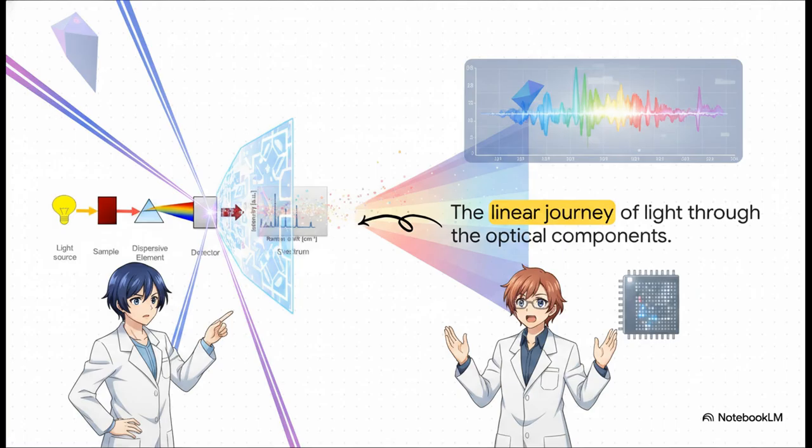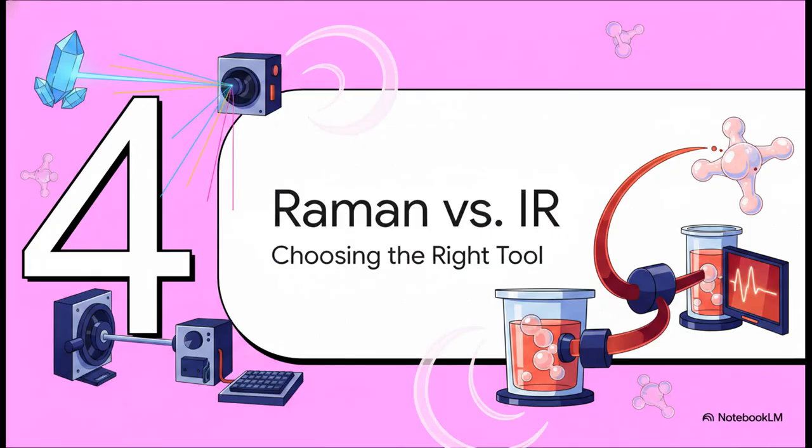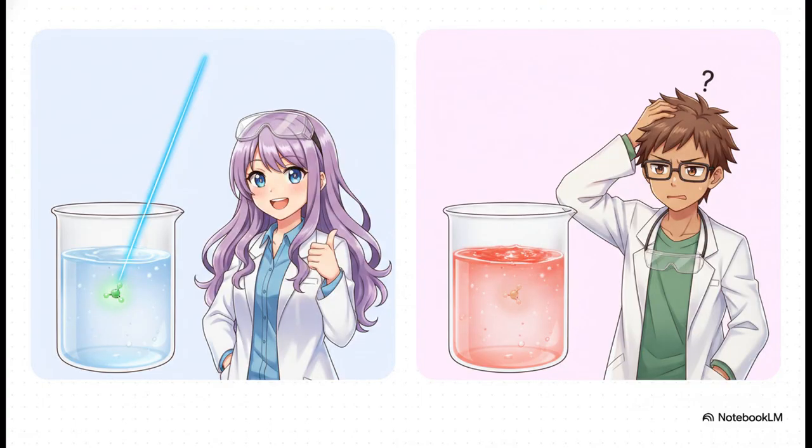It's incredibly precise engineering. Let's look at Section 4, Raman versus IR Spectroscopy, choosing the right tool. You know, you really can't truly master spectroscopy without understanding its famous sibling, infrared. Both techniques give us molecular fingerprints, but they have very distinct strengths. Infrared spectroscopy relies on the absorption of light and requires molecules to have strong dipoles, meaning they have a distinct positive and negative end, like carbon-oxygen bonds.